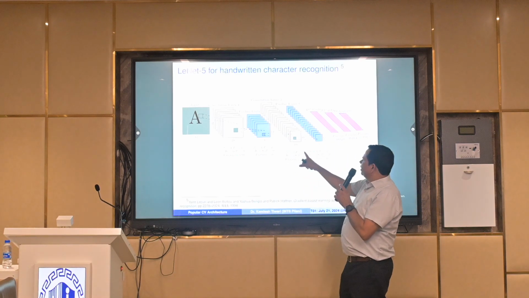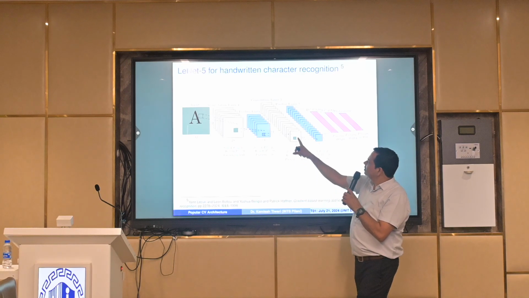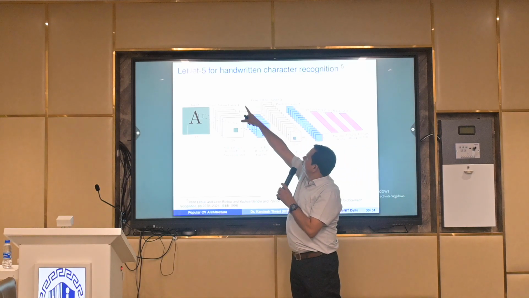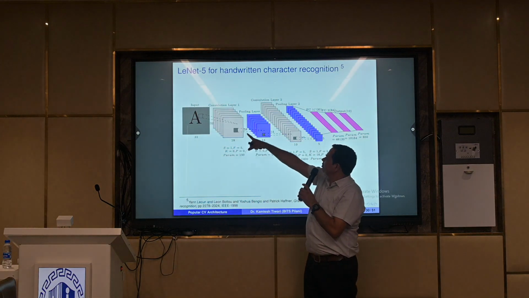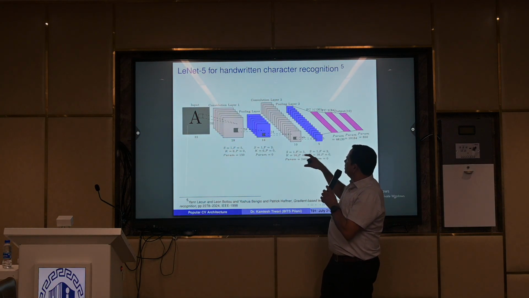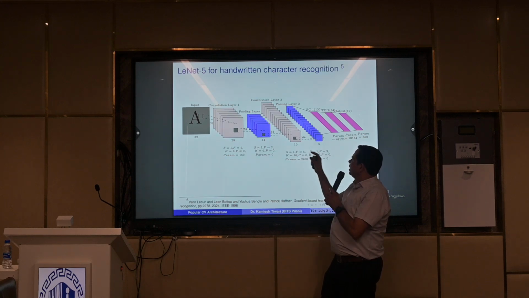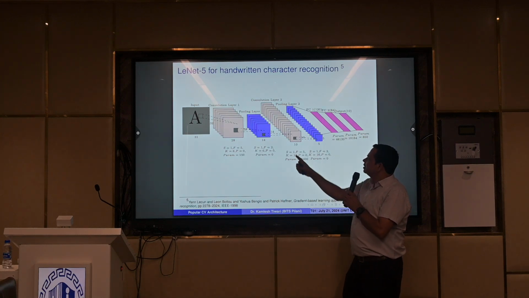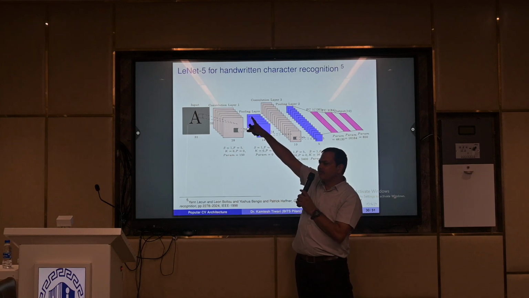Then again there is a filter. This filter is on the convolution layer, this is the convolution layer 2. Filter size is 5 cross 5. How many parameters? 5 cross 5 cross 6.